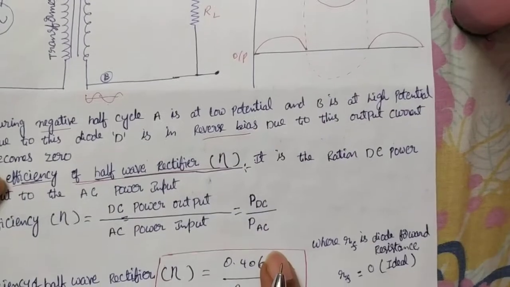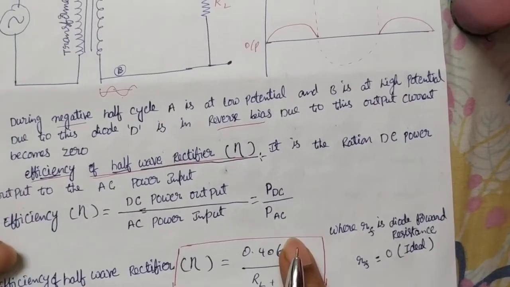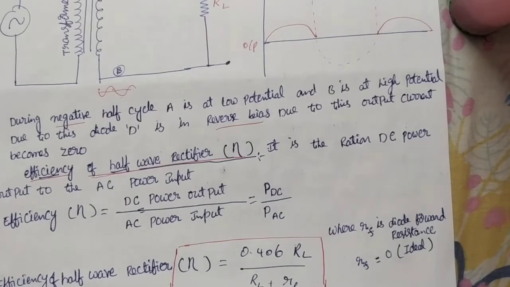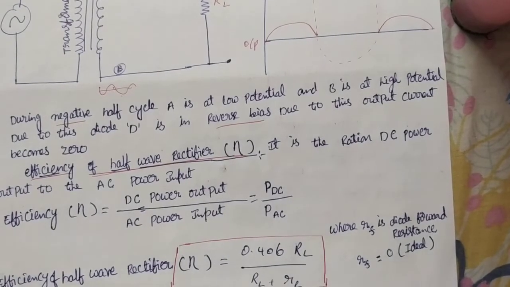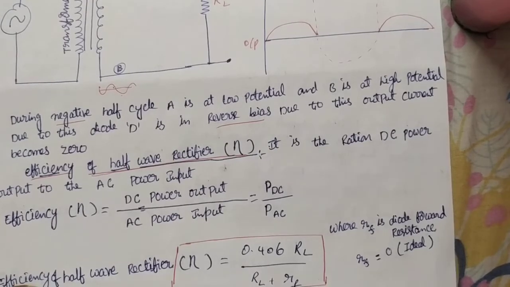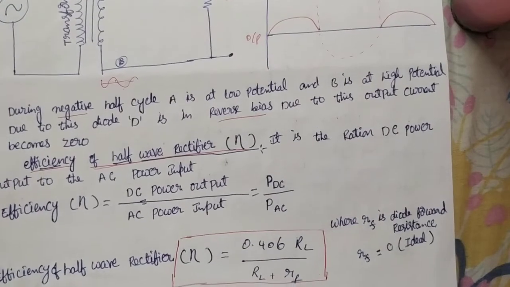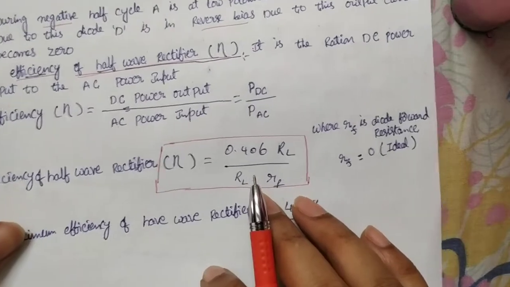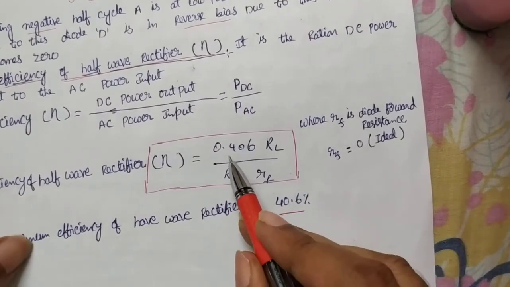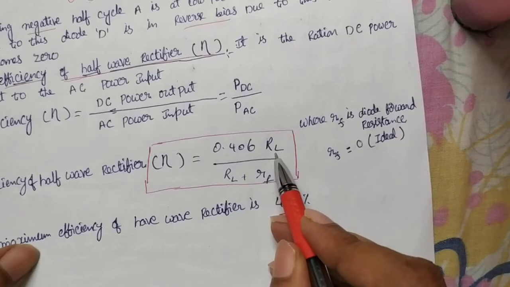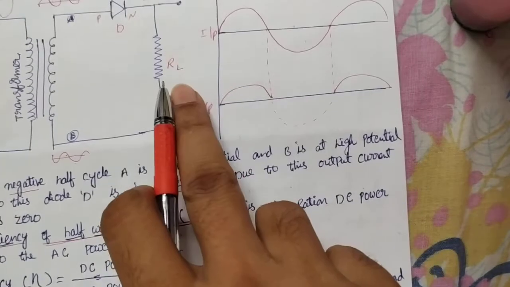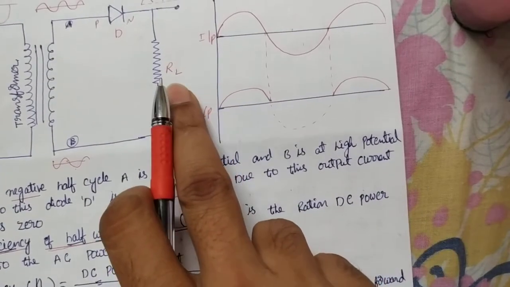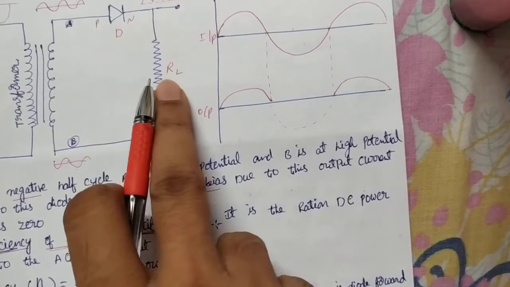Now the efficiency of the rectifier. Efficiency means how much power we are giving as input and how much we are getting outside. It is the ratio of output DC power to input AC power, so P DC by P AC. The formula for efficiency is 0.406 R L. R L is a load resistance, here used to protect the half-wave rectifier from other instruments which are connected after it.